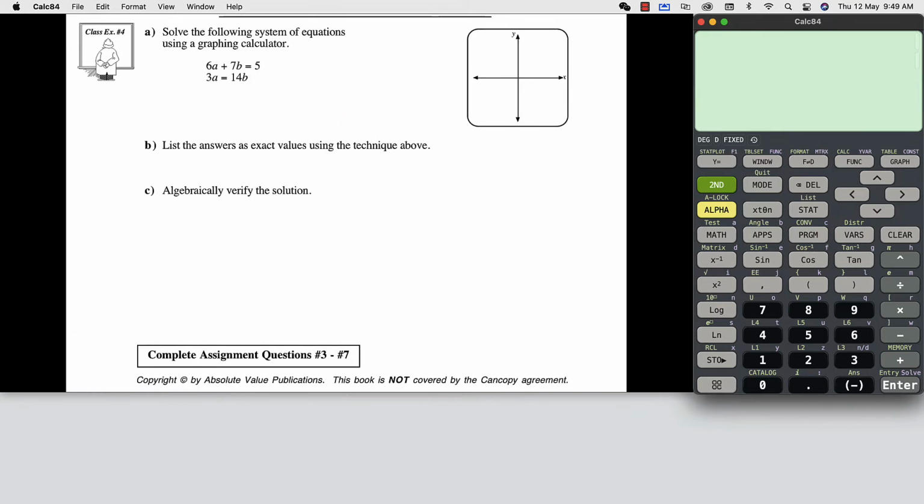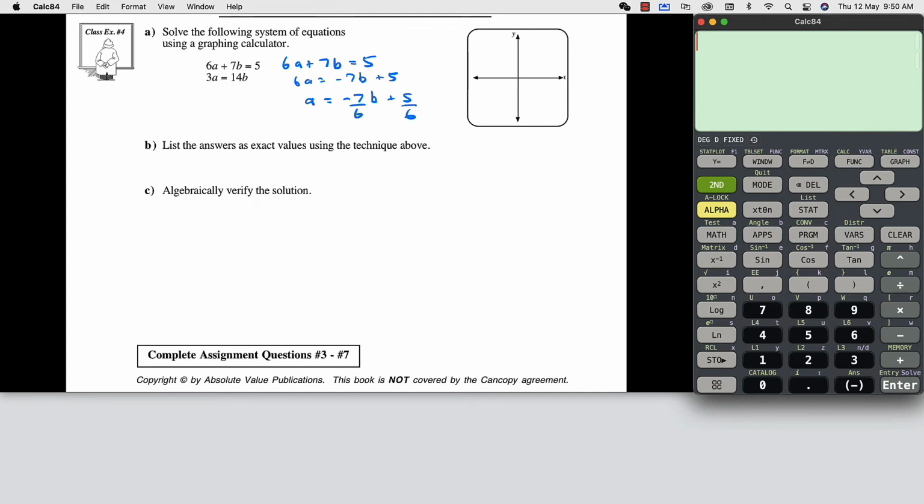Okay, so class example 4, we've got two equations and it says solve using your calculator. So again, to do that, we need to put it into a format that can be input into the calculator. If I take the first one, 6a plus 7b equals 5, we're going to say 6a equals negative 7b plus 5, and we're going to divide everything by 6, resulting with a equals negative 7 over 6b plus 5 over 6.